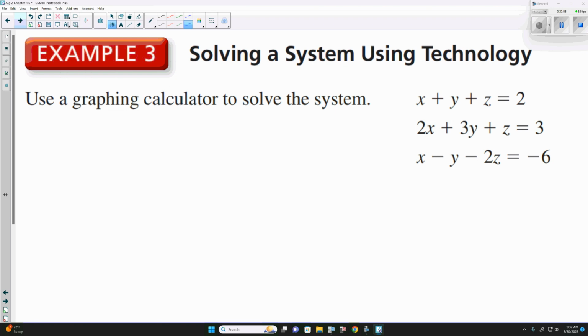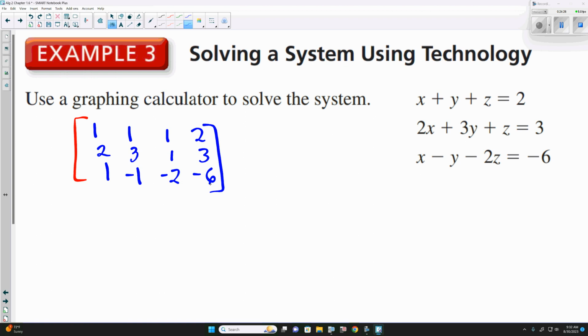Now, it's nice because it did give us the equations in the correct form. We have x, y, z. So the first thing we want to do is write the augmented matrix. So going across the top, we have what? 1, 1, 1, 2. The next one is going to be 2, 3, 1, 3. And the last one, 1, negative 1, negative 2, negative 6. Questions on how we wrote this augmented matrix?